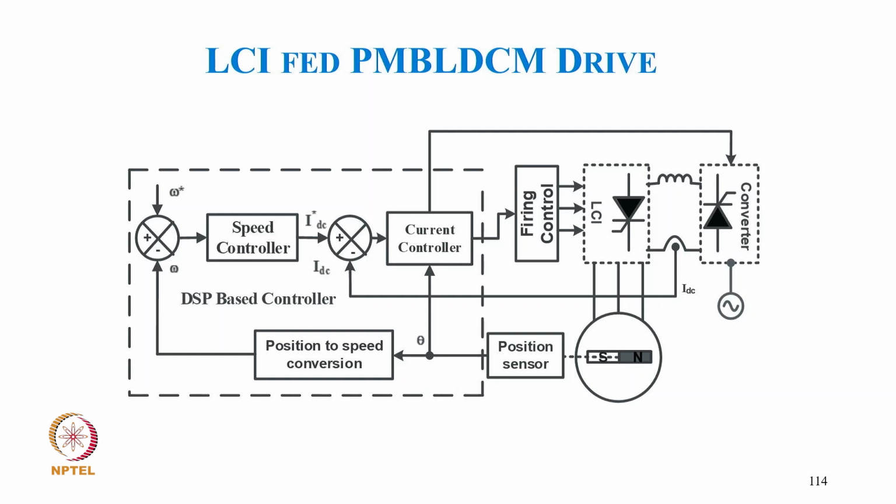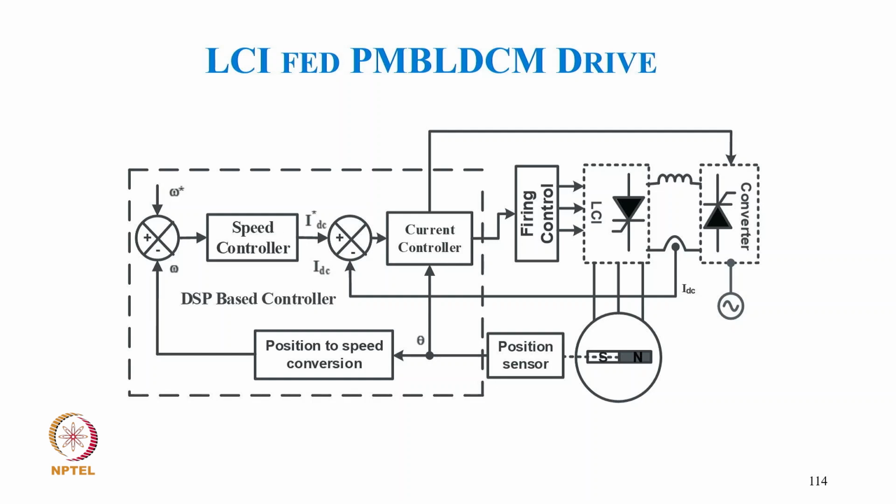So what we have here: from the position we estimate the speed, and we have a reference speed. The error is given to the speed controller, which gives the magnitude of the DC link current. We sense the DC link current, and the current controller controls the thyristor converter, which works as a rectifier. Then the current control output gives the firing signal, with proper synchronization of the position, for the line converter inverter.